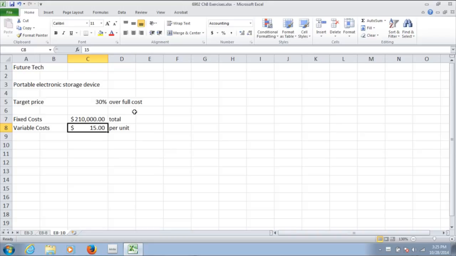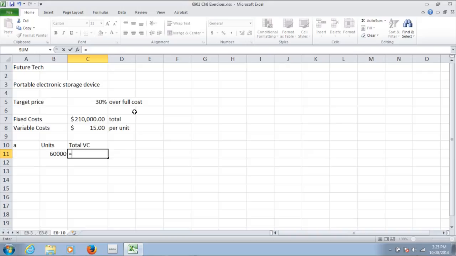And the variable costs are $15 per unit. So they're going to be sensitive to the units that would be produced and sold. So in option A, we're told that the units are going to be 60,000. So that means that our total variable cost will be $15 per unit multiplied by the 60,000 units, 900,000.